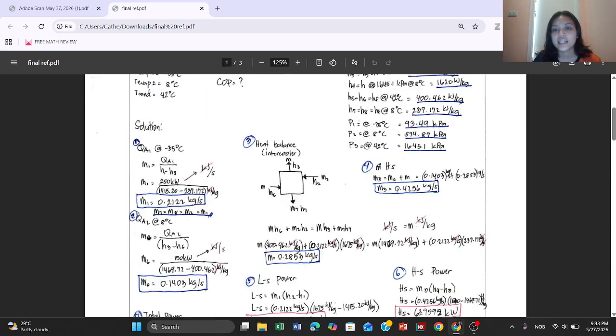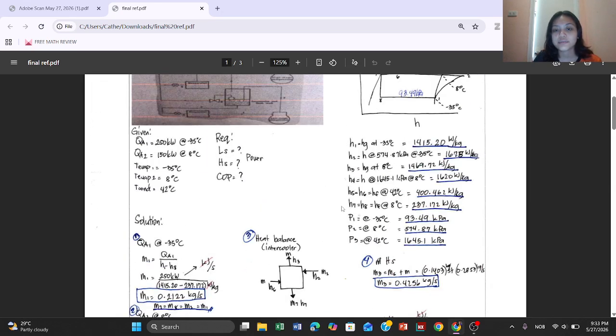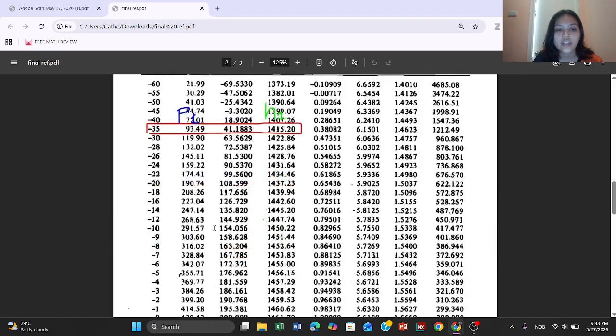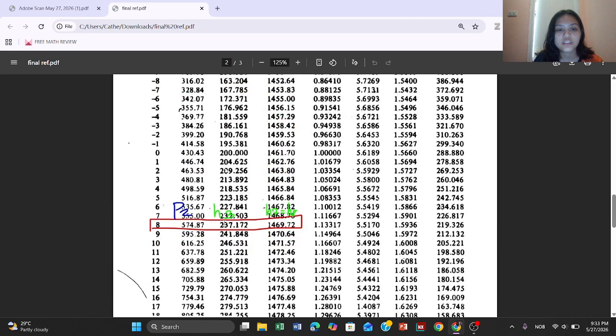Next is to find the value of H7. H7 is just equal to H8. To get this value, we need to find the HF at 8 degrees Celsius. So here is the HF line and here is the 8 degrees Celsius.